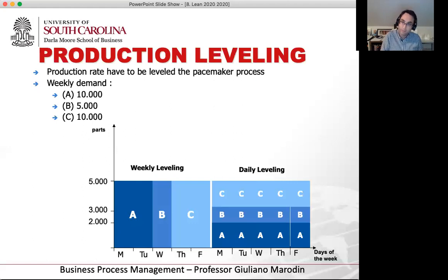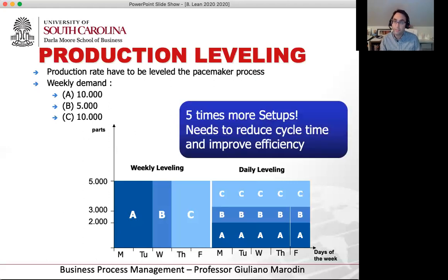But to do that, what is the big impact? Why doesn't everybody go from weekly to daily, right? Because it will increase the number of setups that I'm going to do, right? So if I do a weekly leveling and I have 3 products, how many setups do I need to do per week? 3. If I have 3 products and I do a daily leveling, how many setups do I need to do? 15, because it's 3 per day, so 3 times 5, 15. So that's the reason why companies don't do that, or one of the reasons, right?